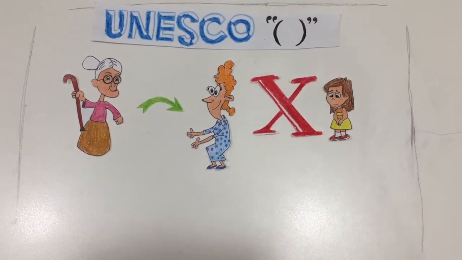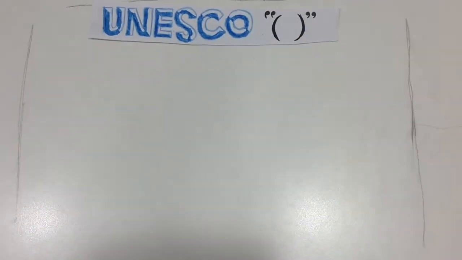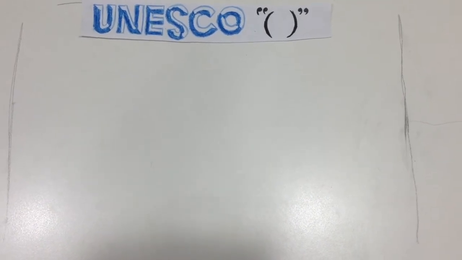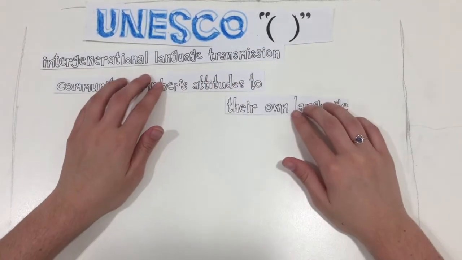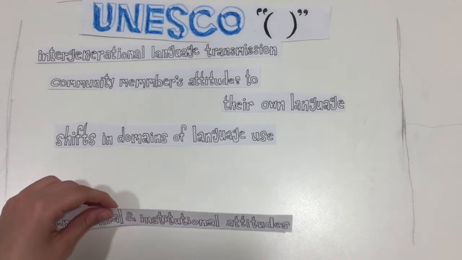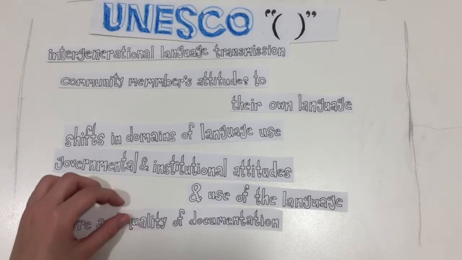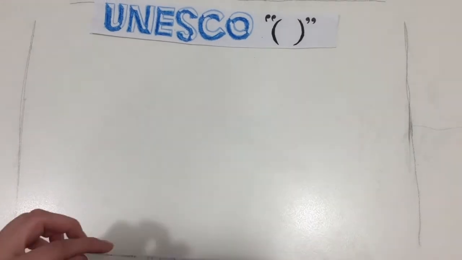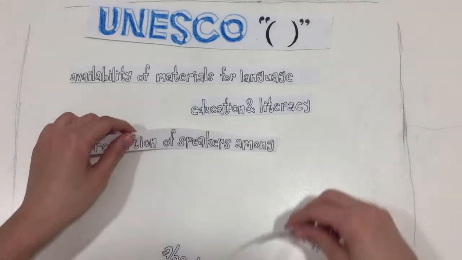More recently, however, there has been a greater push towards protecting languages, resulting in more models including the UNESCO Language Endangerment Framework, developed in 2002. Language vitality is determined by 9 different factors: intergenerational language transmission, community members' attitudes to their own languages, shifts in domain of language use, governmental and institutional attitudes and policies, type and quality of documentation, response to new domains and media, availability of materials for language education and literacy, proportion of speakers among the total population, and absolute number of speakers.